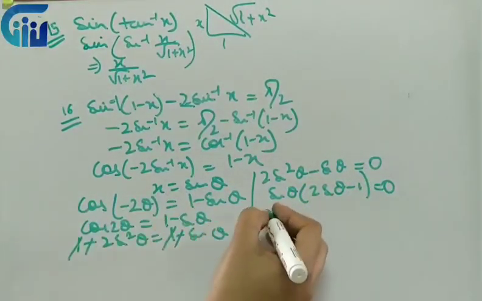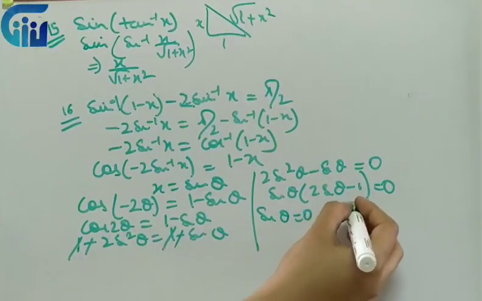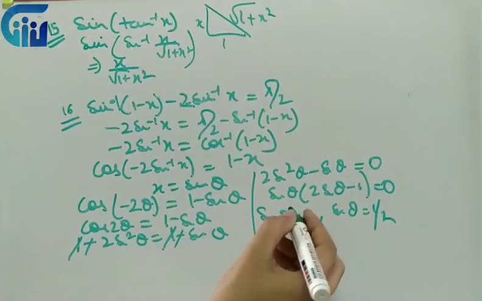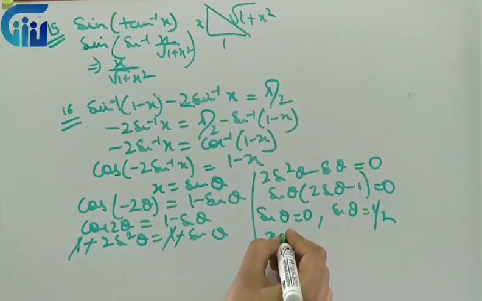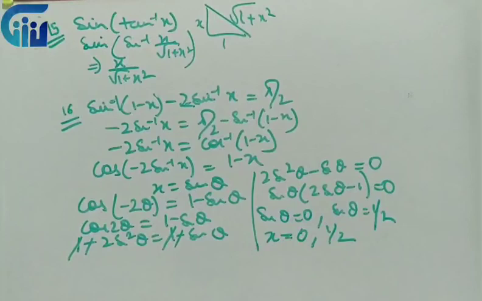Over here, if I compare, I'll get sine theta is equal to 0 and sine theta is equal to 1 by 2. So what was my sine theta? X. I don't have to solve for theta. X was my sine theta. We have to solve for x. So x is 0 or x is 1 by 2. Now what? Again we have to verify whether x is equal to 0 and 1 by 2 both are the solution, or simply one of the value is the solution.